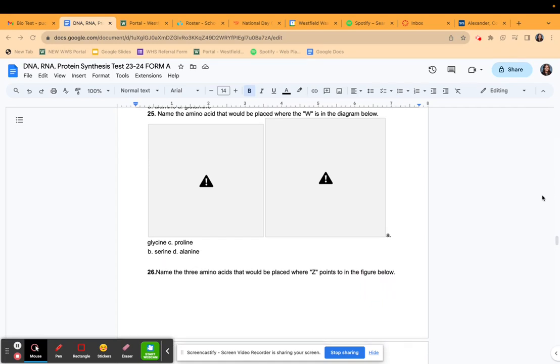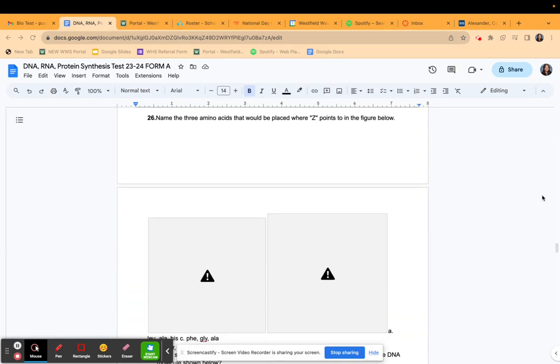25. Name the amino acid that would be called where the W is in the diagram below. A, glycine, B, serine, C, proline, or D, alanine.